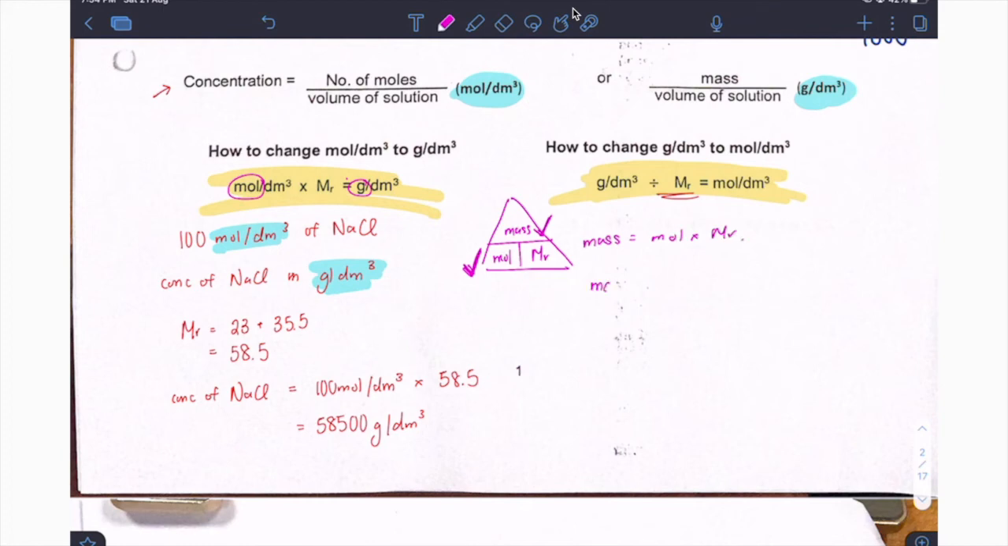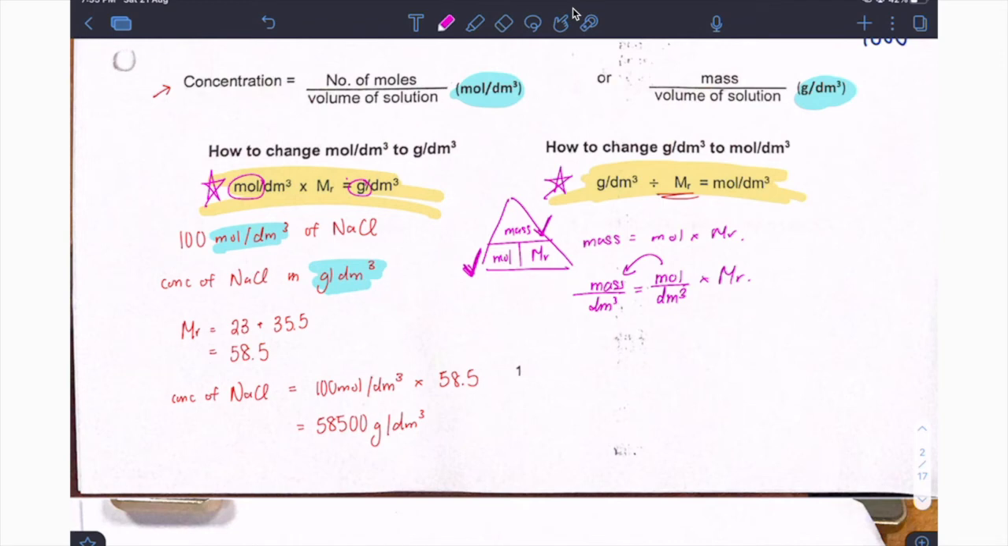So if I have mass divided by dm cube, and I have mole per dm cube, but I want to convert it into mass per dm cube, what do I have to do? Same thing, just multiply by Mr. If you don't understand this, it's fine. All you have to do is remember these two equations.